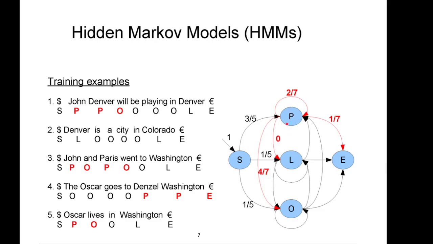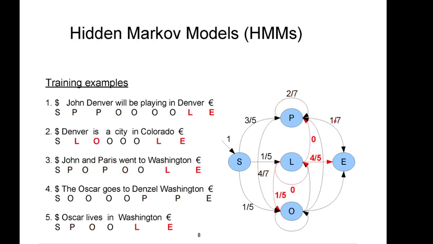We didn't see a single time that we moved directly from person to location, so that probability is 0. And from person to other was very likely. That happened 4 out of 7 times, and once we made it to the end state, that was 1 out of 7 times. And this goes on. So here for location to end, and you see location to end happens quite frequently. So after seeing a location 4 out of 5 times, we go into the end state.